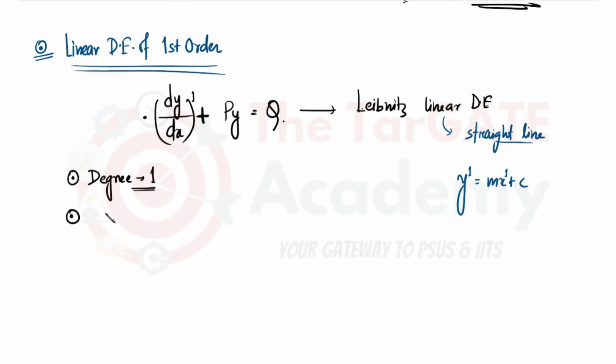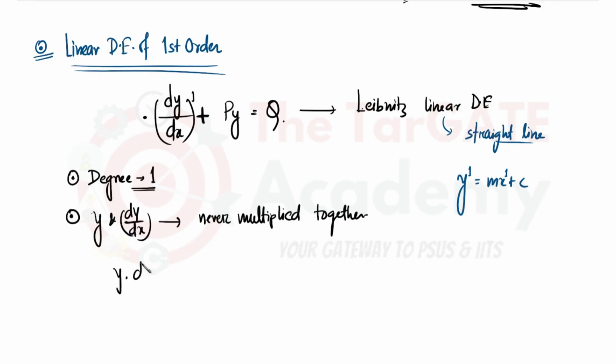Then a variable and its derivative, like y and dy by dx, will never be multiplied together. They will never be in a multiplied form like y into dy by dx. That will not be there. Alright. So that is not a condition of a linear differential equation. This disregards the condition of linearity in the differential equation.